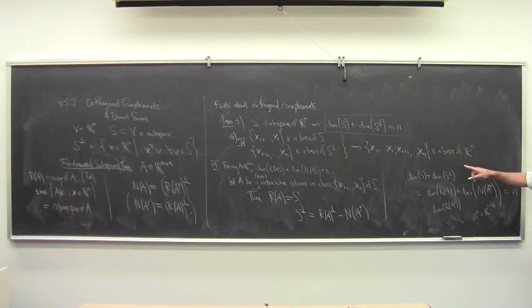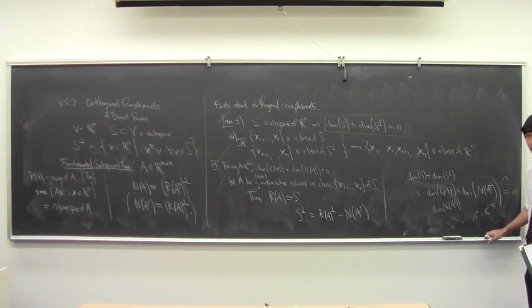If A was the wrong size, an n by r matrix, the rank theorem wouldn't give us the right thing. Okay. Everyone all right with that? Any questions?